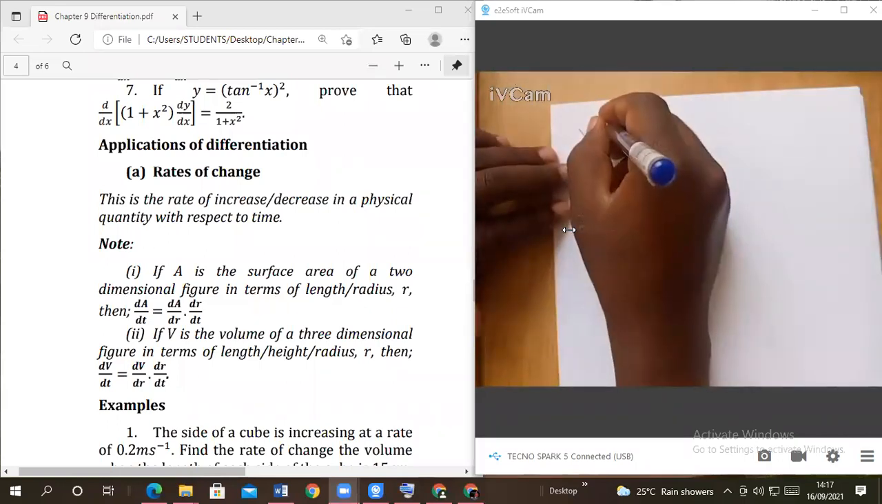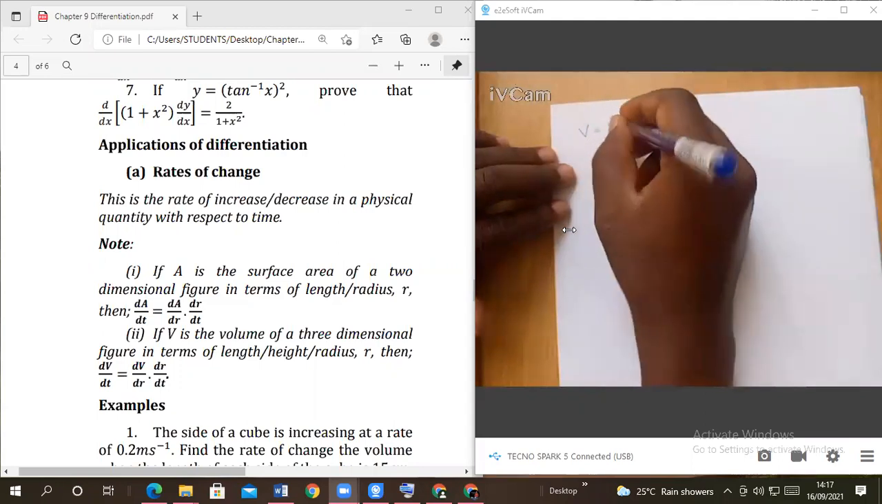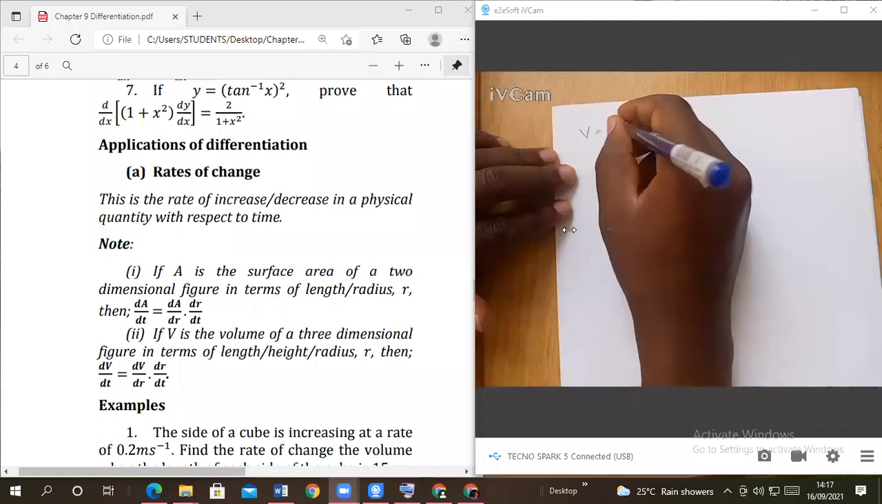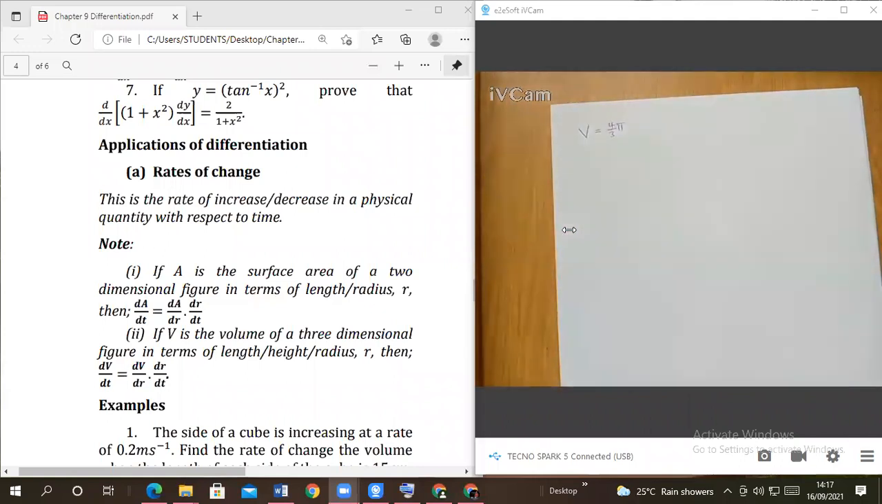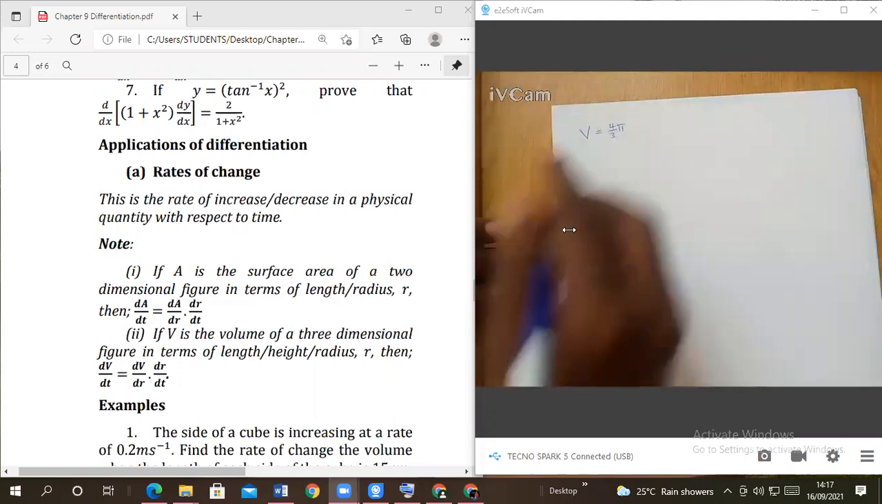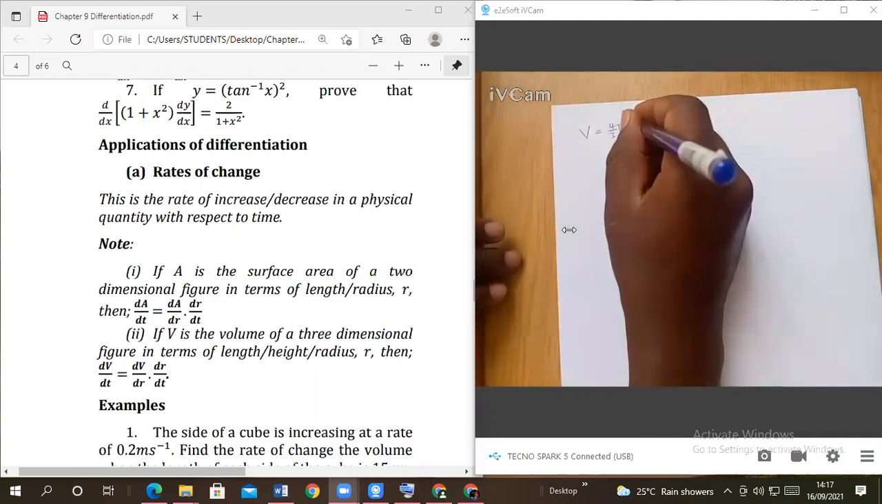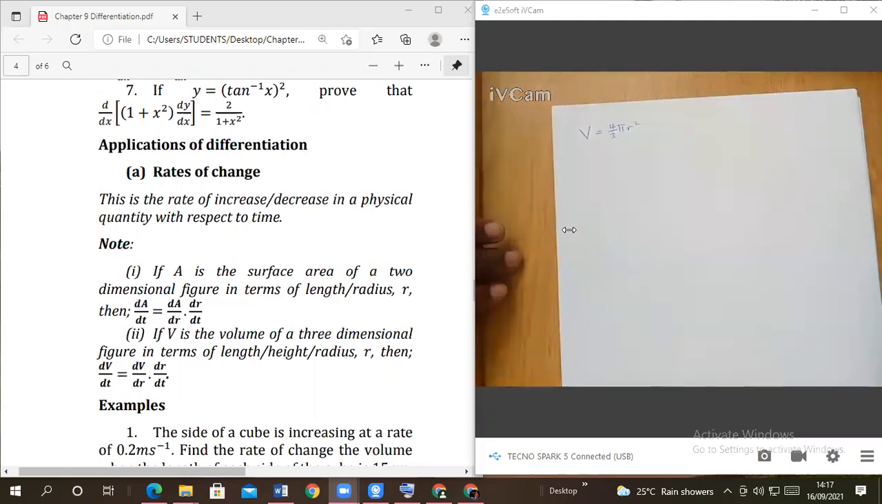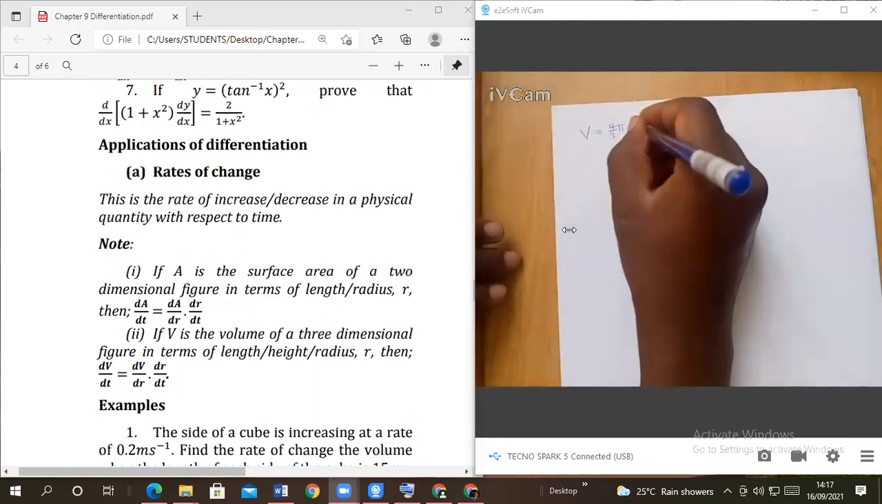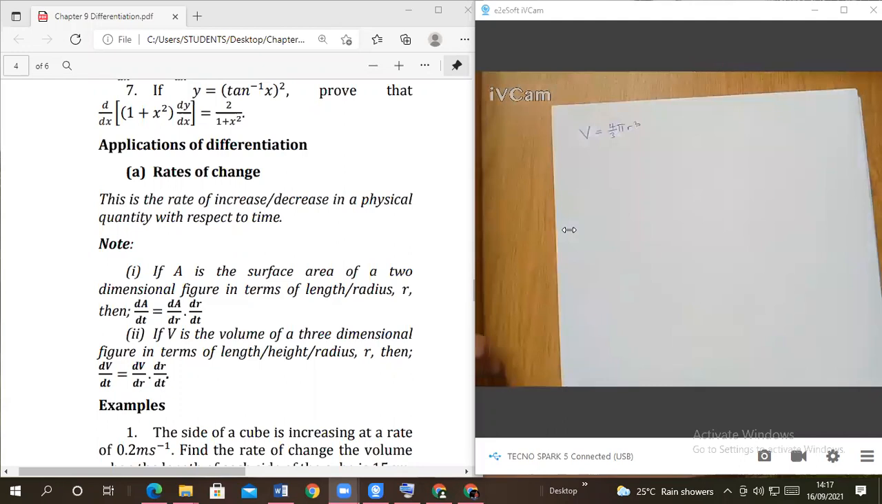I think it is 4 over 3 pi r cubed. 4 over 3 pi what? Can you repeat? 4 over 3 pi r cubed. Pi r cubed. Are you sure? Pi r cubed? Yeah. No. A cone? Do you know a cone?